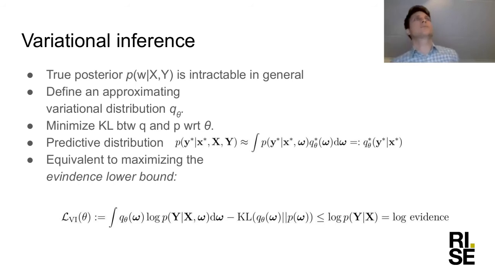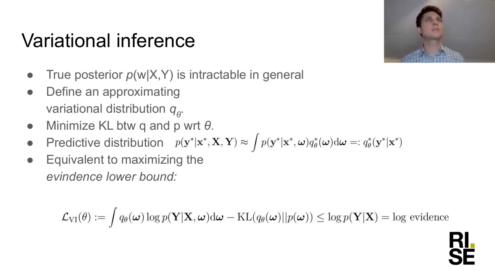So in comes variational inference. Okay, so the true posterior is intractable in general. To cope with this, we introduce this variational distribution Q, which is parameterized by theta. And then we want to minimize the Kullback-Leibler divergence between Q and P with regards to theta. This gives us a predictive distribution that looks like this, where we're replacing this integral over the parameters, which are called omega here, with this Q theta of y and x. And we need some tricks to train the Q, of course.